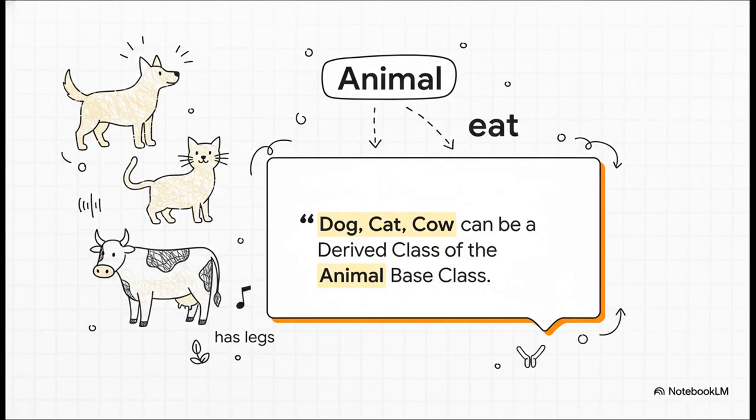You can create a general animal class that has properties like has legs and can do things like eat. Then you can create more specific classes like dog, cat, and cow that inherit all of that from animal and then add their own unique stuff like bark or meow.